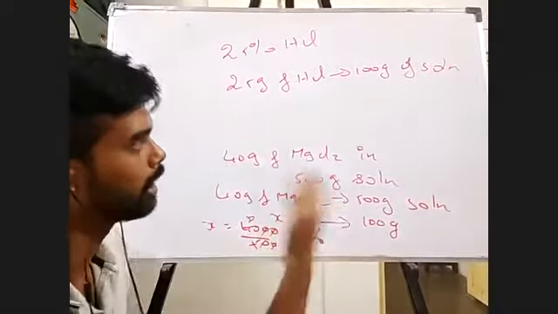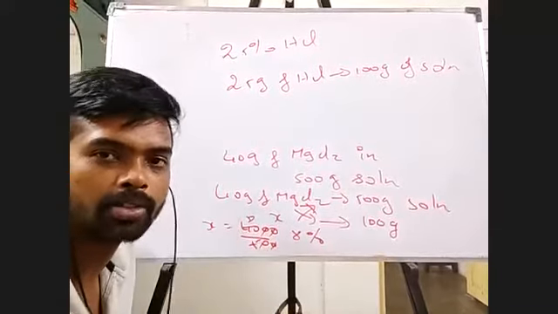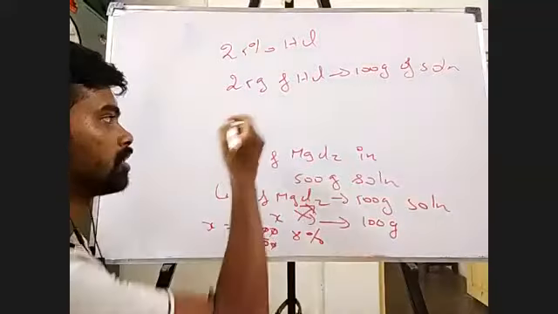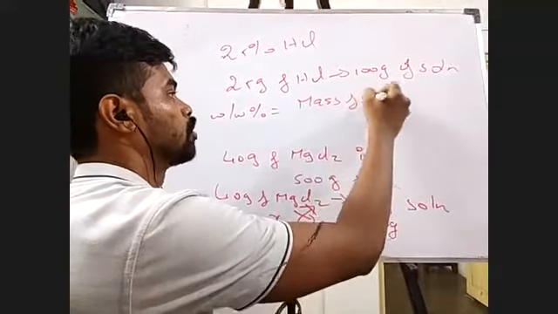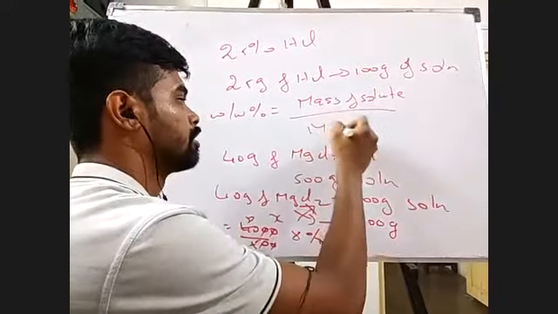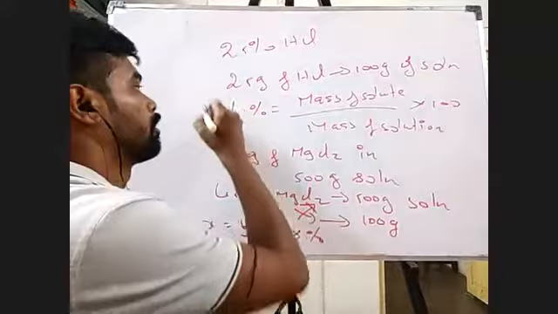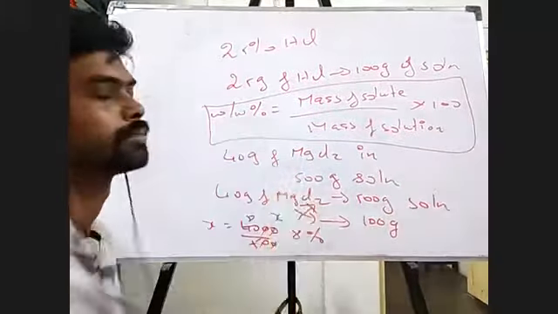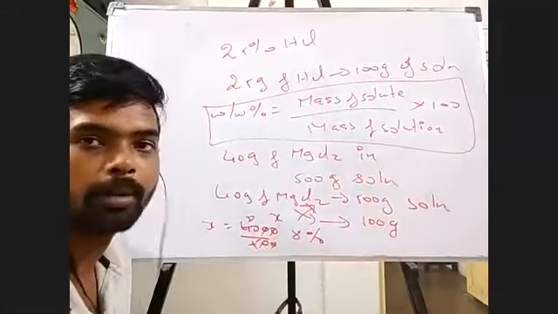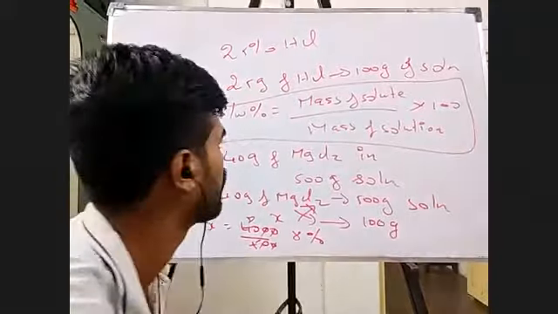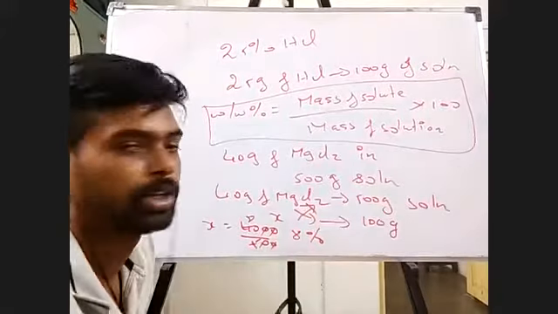Now I gave you by logic. Now I can give you a formula also for mass percentage. So this is the formula. W by W percentage is equal to mass of solute divided by mass of solution into 100. Whenever you want to solve problems, you can either go with the logic or you can use the formula. Either way, it will work.